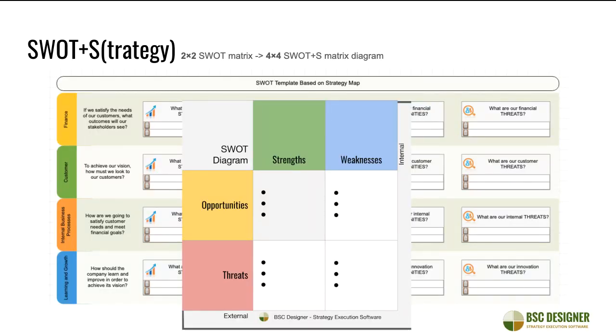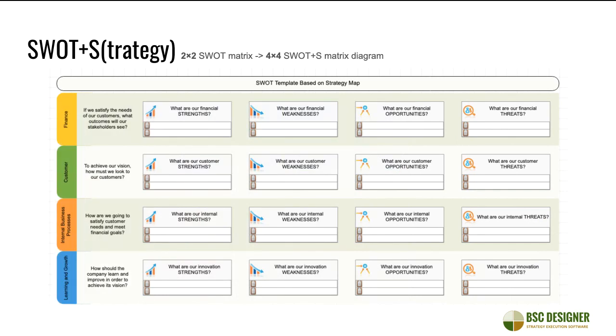So instead of using this SWOT diagram, we can use this diagram. So instead of a 2x2 matrix, I now have a 4x4 matrix. And as you can see, I have the same four here: strengths, weaknesses, opportunities, and threats. But in contrast to the classical SWOT analysis, we also have four additional perspectives that actually come from the Kaplan and Norton Balanced Scorecard framework.